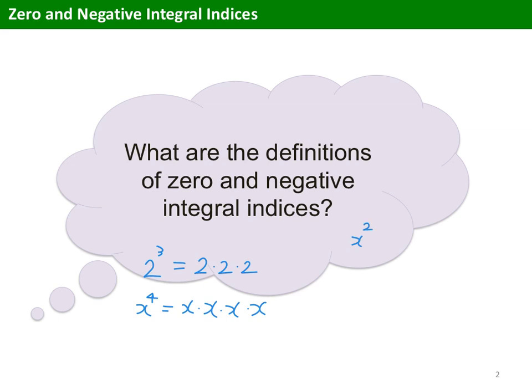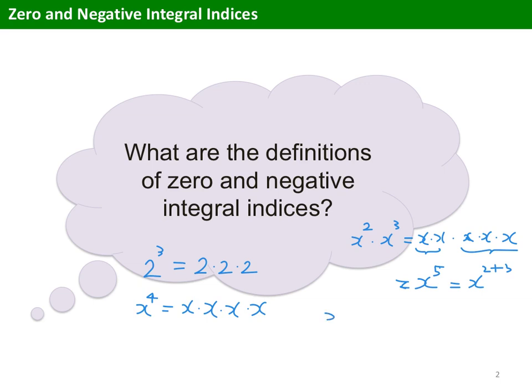For example, x squared times x cubed, that means x times x, that is x squared, and then times x times x times x, this is x cubed. Then you times these two numbers, you'll get the result. This is total 5 times, so it's x to power 5, which is x to power 2 plus 3. If you remember this, you have learned it before.